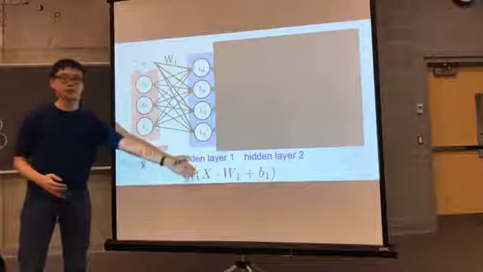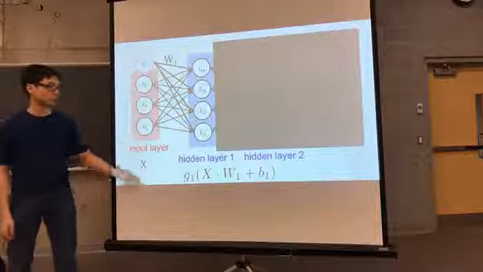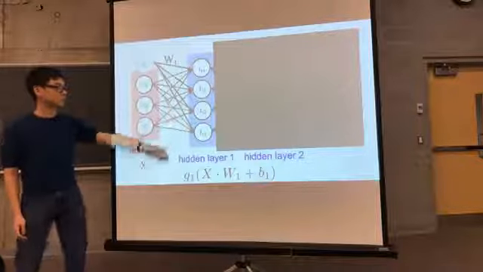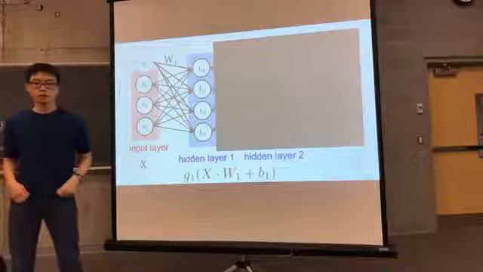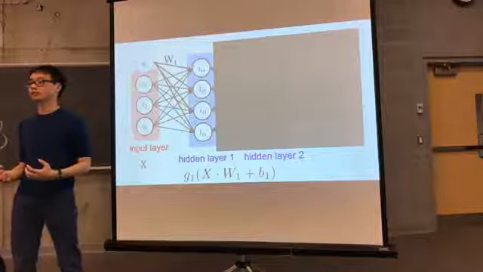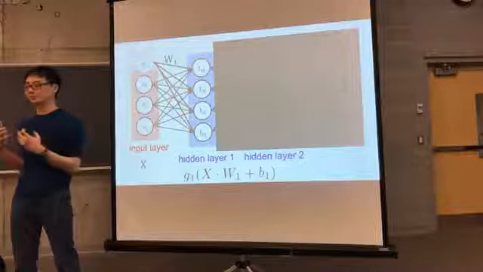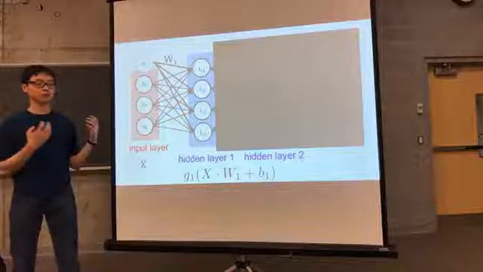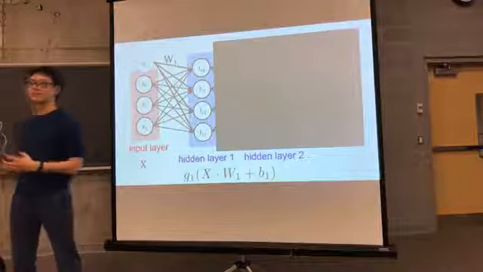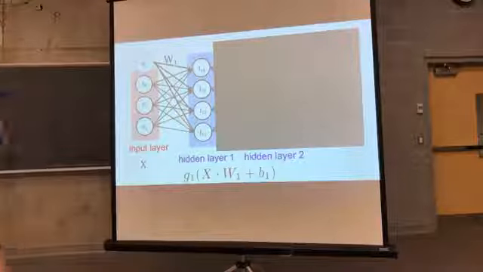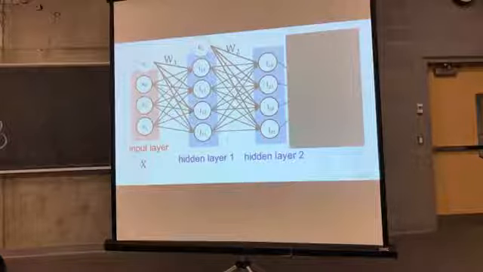Now this is our equation, x times w1 plus b1. The w1 is this weight, and the b1 is this bias term. And then we apply a nonlinear function to it called g1. And this nonlinear function will be the difference in between a neural network and linear classification. Okay, so now we apply this.